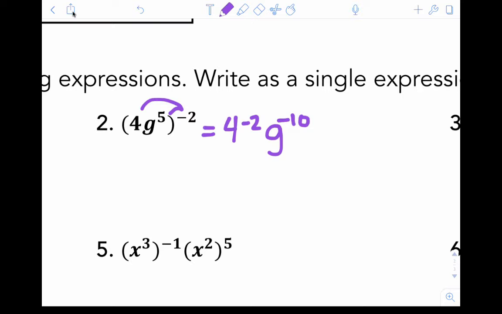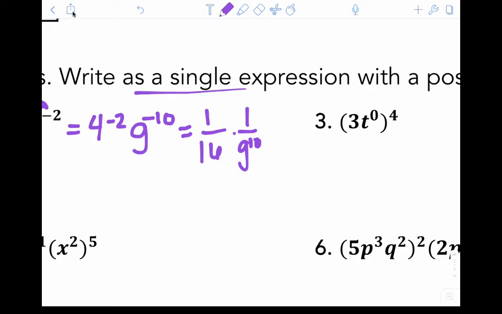All right, now I need to simplify this, and I need to get rid of these negative exponents. So to do that, I know 4 to the negative 2nd. Well, first let me think. What's 4 squared? That would be 16. And then I want to write it as, I need to take the inverse of 16, which would be 1 over 16. And then I have g to the negative 10th, and I want to take the inverse of that, which is 1 over g to the 10th. Now this says write as a single expression, so I need to combine these and write this as 1 over 16 g to the 10th.